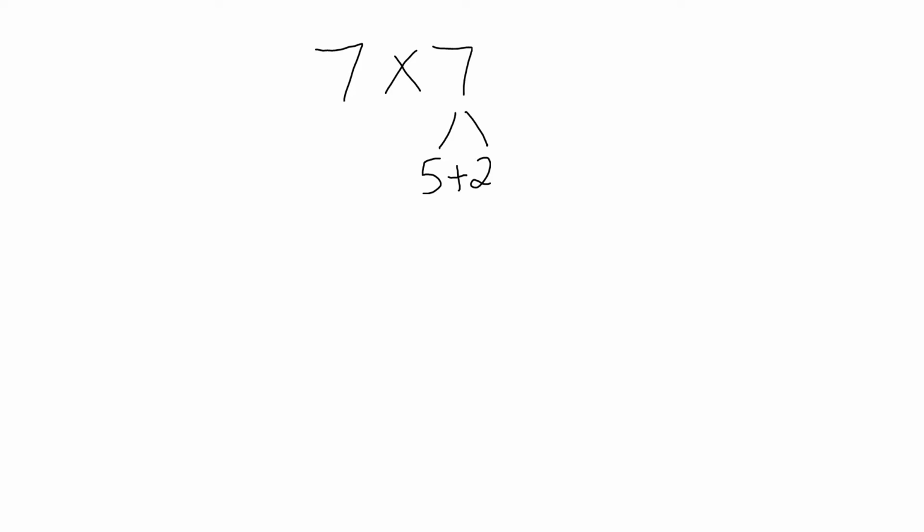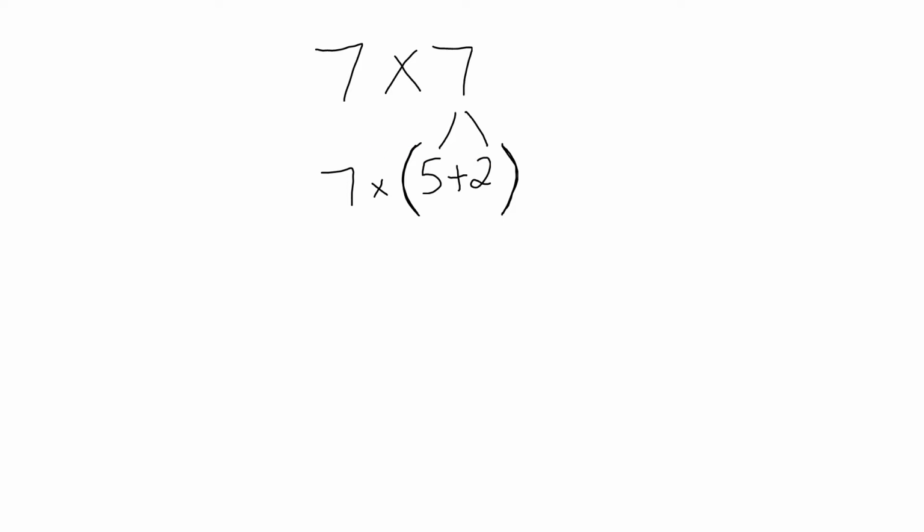So now we've rewritten this problem as 7 times 5 plus 2. And when we talk about numbers being in parentheses, sometimes you'll hear people refer to this as 7 times the quantity of 5 plus 2, and the parentheses are the quantity. All right, so let's go a little bit further. We're going to distribute this 7 right here to these 2 numbers over here.